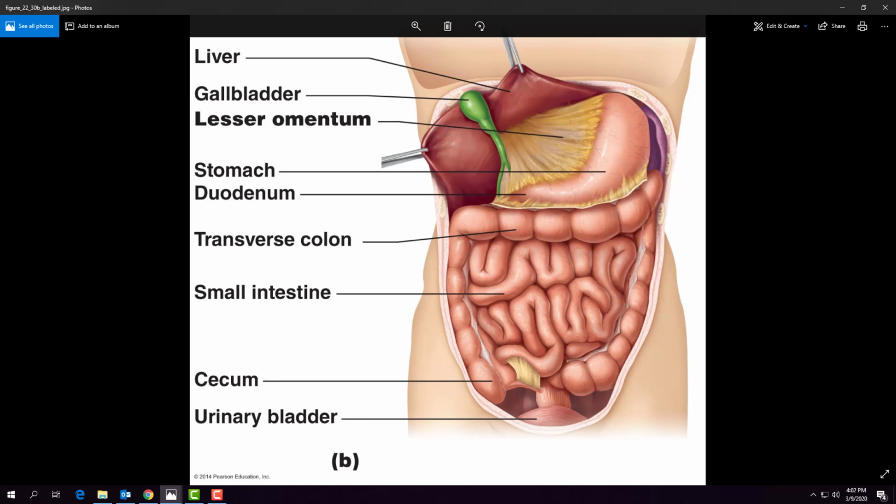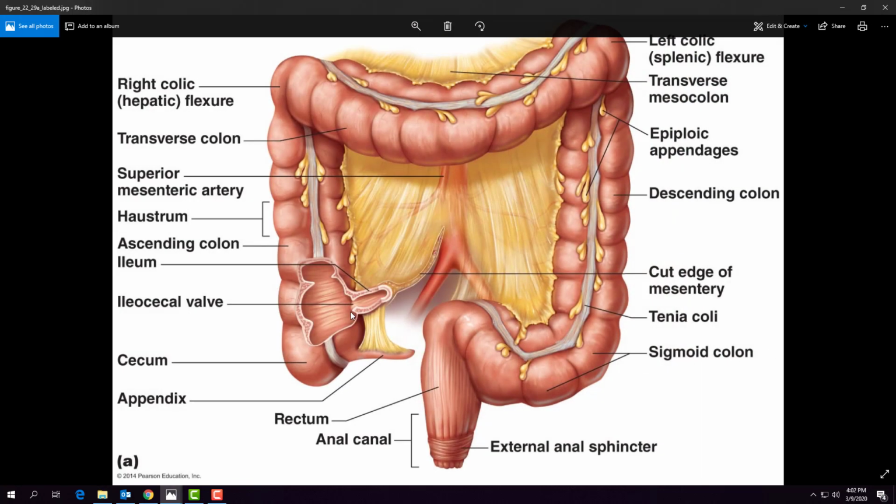All right, then if we take a look at the view I wanted to show you, this one here. So this right in here is where the ileocecal valve is. And so that's where the sphincter is. Here is the ileum coming in. Here's the cecum. Here's the appendix.